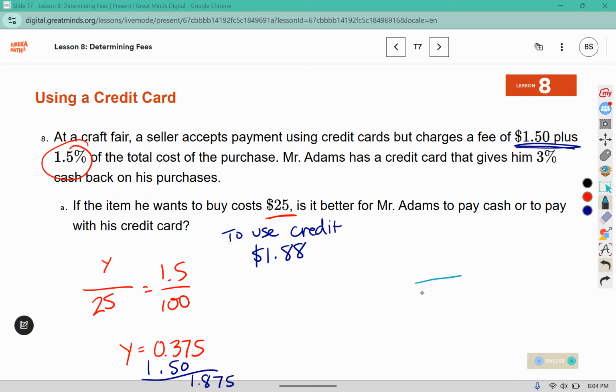So let's check. If we had a $25 purchase and we wanted to find 3% of that, what would the part be? Well, 25 times 3 is 75, and 75 divided by 100 is going to be 75 cents. So he's only going to earn 75 cents by using his credit card, but he's going to have to pay a fee of $1.88. So it would be better for him to pay cash.